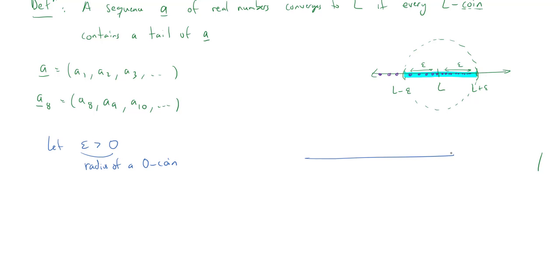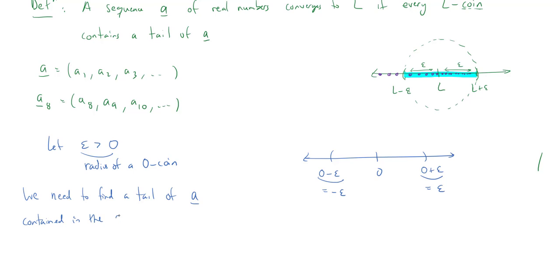Okay, so we can even draw our picture. There's 0. We can put 0 minus epsilon on the left, 0 plus epsilon on the right. Of course, 0 minus epsilon equals negative epsilon. 0 plus epsilon equals epsilon. Okay? So we need to show that we can find a tail, right? A tail of the sequence. So we need to find a tail of A contained in the zero coin with radius epsilon.